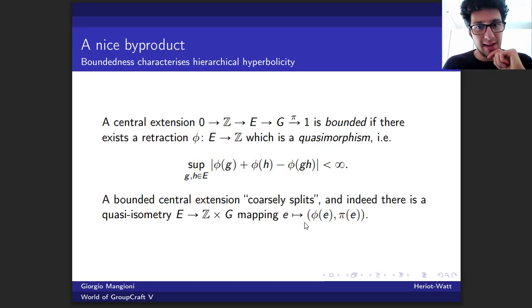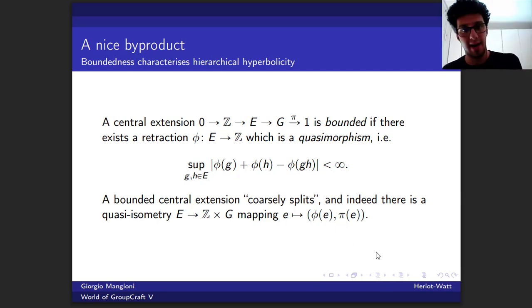And in a way, you should think of this retraction as a way to coarsely split your extension. It's not really splitting algebraically, but at the level of geometry, at least, you have that E is quasi-isometric to the product Z times G, where the map is, well, the quasimorphism for the first coordinate and the projection for the second one.